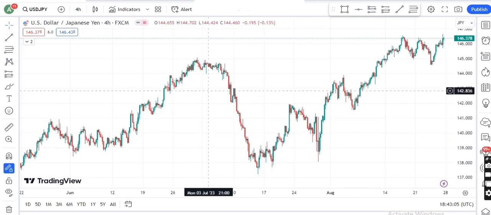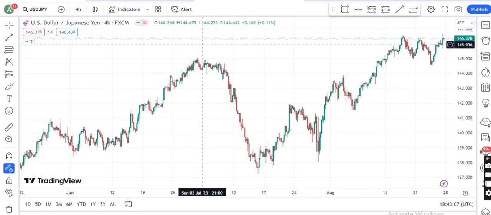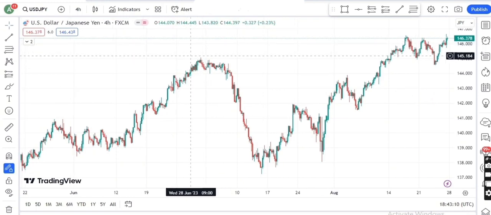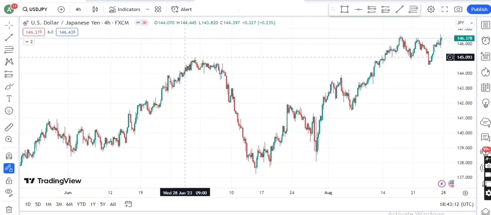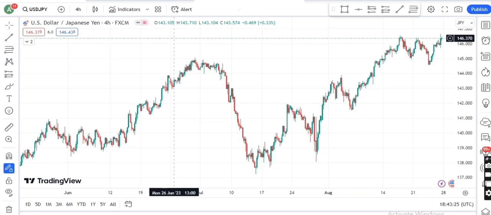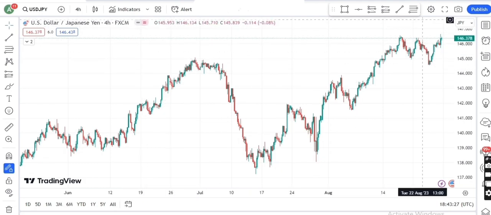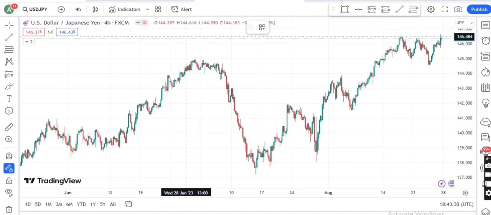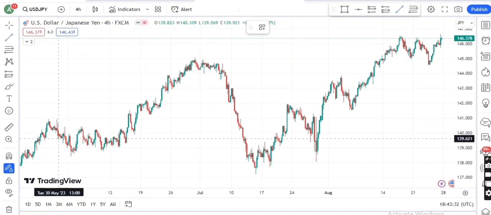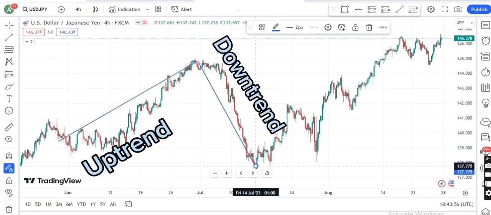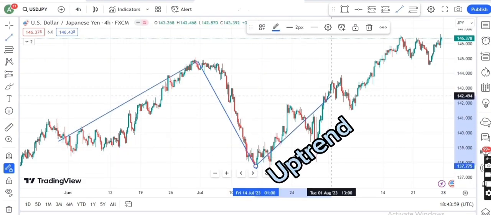So whenever you come to your chart, I recommend, first of all, you take it to your higher time frame, which is the hour 4. I'm going to teach you how to analyze from the hour 4 time frame to the 15 time frame. What you first have to take a look at is the trend. From here upward, it is an uptrend.